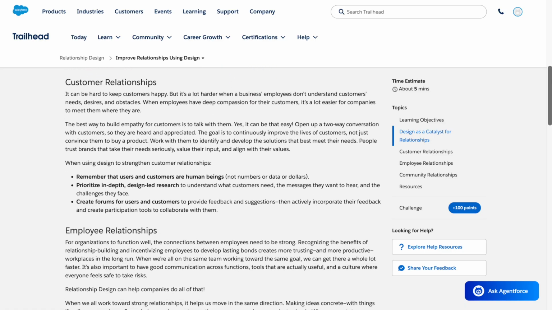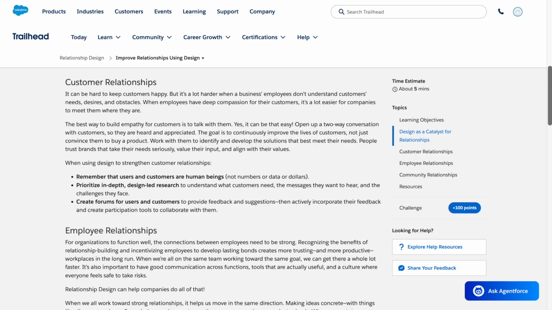Customer relationships. It can be hard to keep customers happy, but it's a lot harder when a business's employees don't understand customers' needs, desires, and obstacles. When employees have deep compassion for their customers, it's a lot easier for companies to meet them where they are. The best way to build empathy for customers is to talk with them. Yes, it can be that easy.